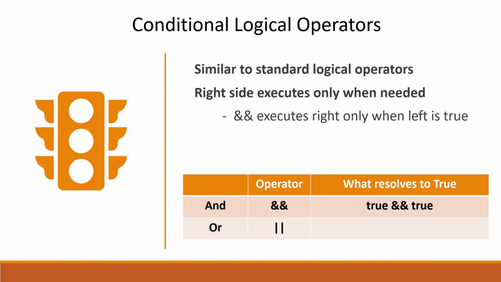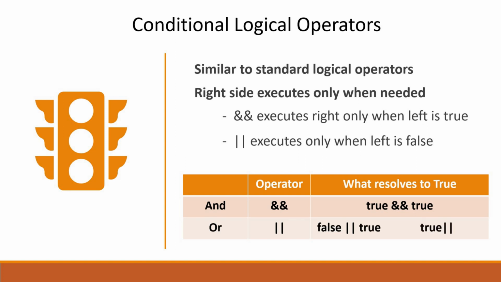Now in the case of the conditional OR operator, it executes the right side only when the left side is false. Because if the left side was true, it knows this operation would resolve to true. So we have our conditional OR operator. If the left side is false, it will go ahead and check the right side. If that resolves to true, then the result is true. But if we take our conditional OR operator, and if the left side is true, it won't even bother to check the right side because the operation has already resolved to be true.